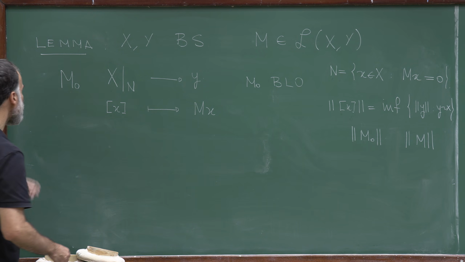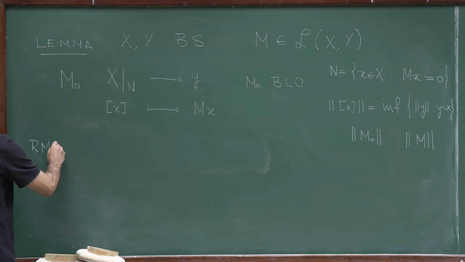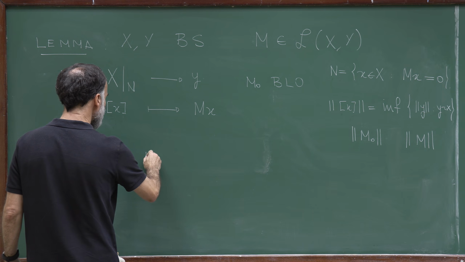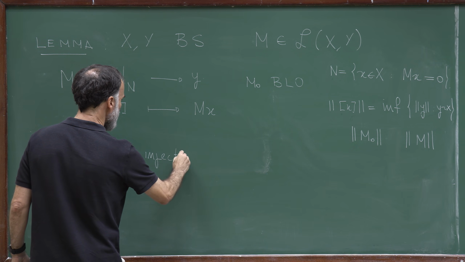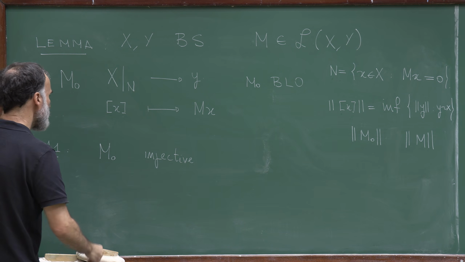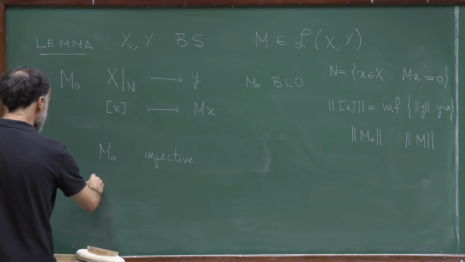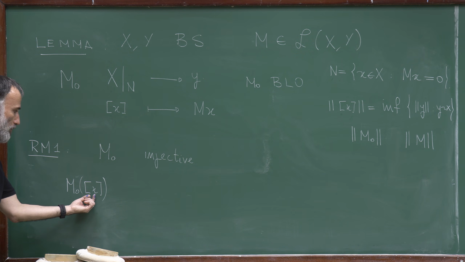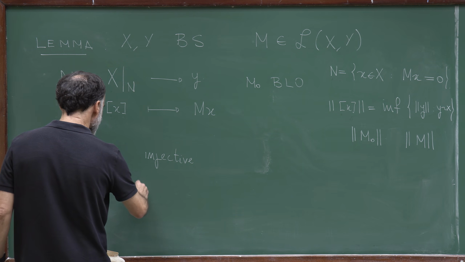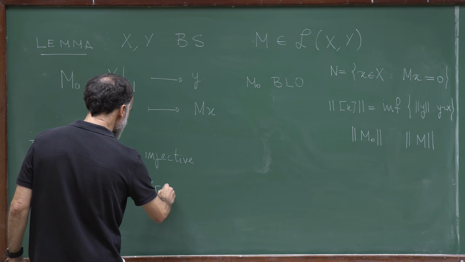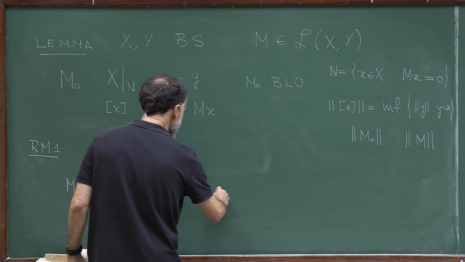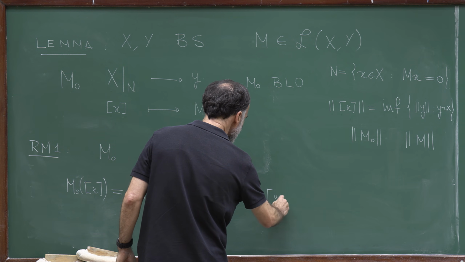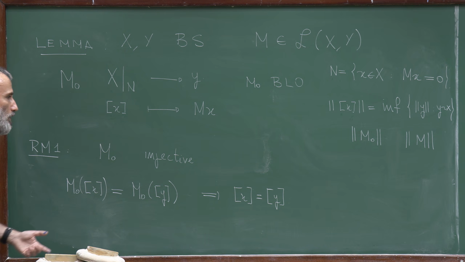Two final remarks concerning this operator. Remark 1 is that M0 is injective, which means that it is 1-to-1. So if M0 of the equivalence class of x is equal to M0 of the equivalence class of y, then x is equal to y, which means that M0 is 1-to-1 or injective.